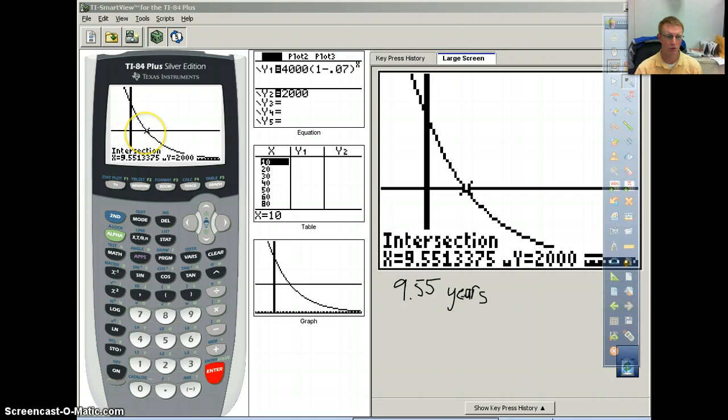So the idea of this real life problem would be like, you could ask yourself, if I bought something for this much and I know what the decay rate in the value of it is, you could say, okay, I want to be able to sell it when it's worth $3,000. You can easily figure that out by setting $3,000 equal to your function and finding the intersection point.